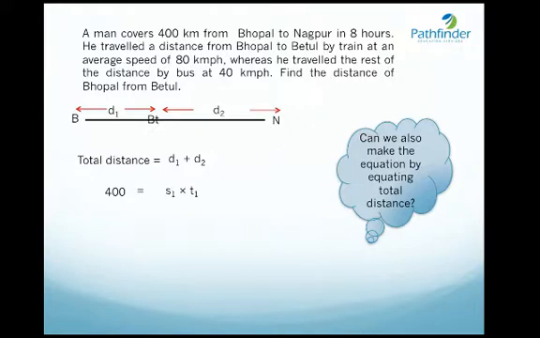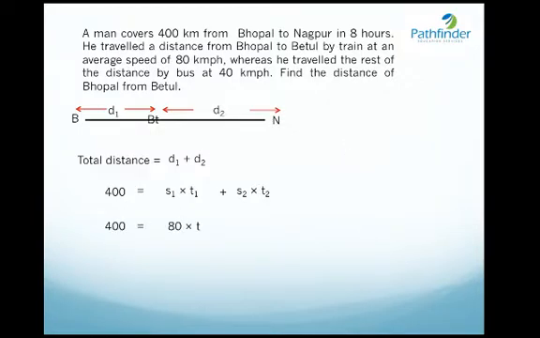400 is equal to S1 T1, where S1 is the speed in the segment D1 and T1 is the time traveled during the segment D1. Similarly, D2 is equal to S2 into T2, where S2 and T2 are the speed and the time required in the second segment.